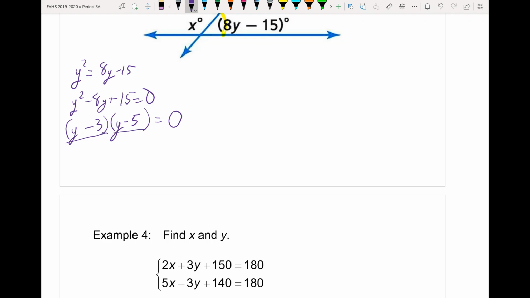So here I've got two things multiplied together: y minus 3 and y minus 5. I'm going to set each of those equal to 0. Now we're remembering, all right? And then either of those could potentially be an answer. So y minus 3 equals 0, therefore y equals 3. And over here, y equals 5.